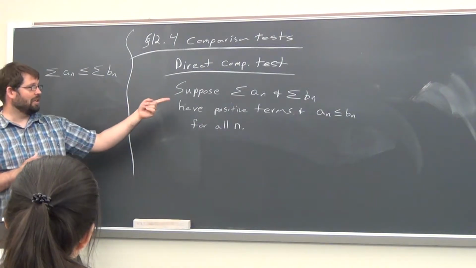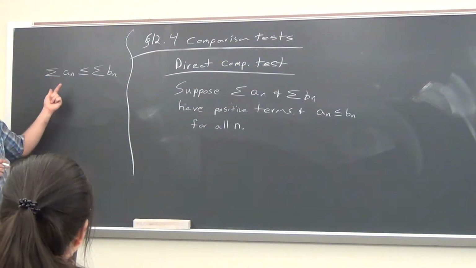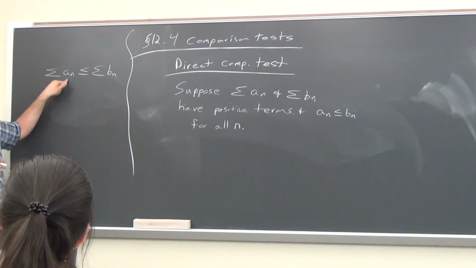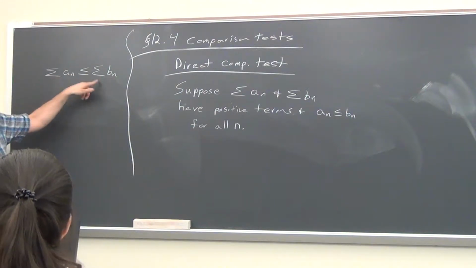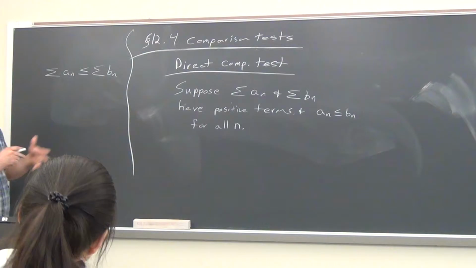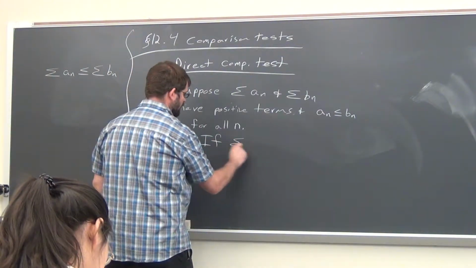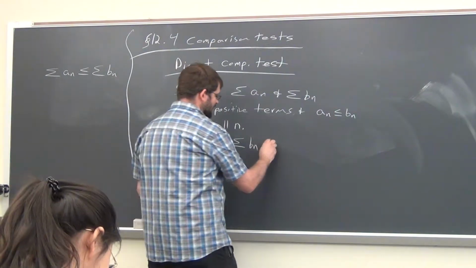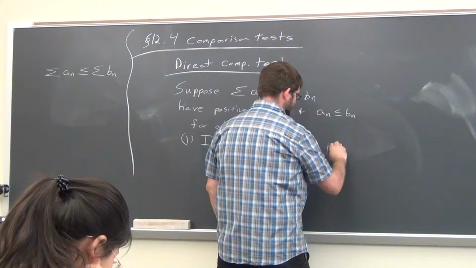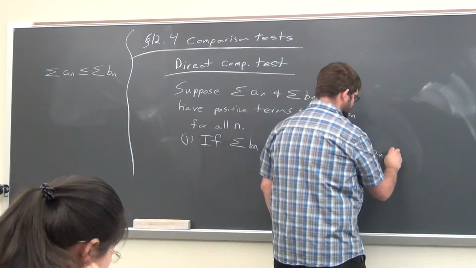When everything's positive, you always have an increasing set of partial sums, right? And so if this is finite, that means you have an increasing set of partial sums that's bounded, and so by that earlier theorem on series, you'll get that. So that's our first one. So if the sum of the b sub n's converges, then the sum of the a sub n's converges.